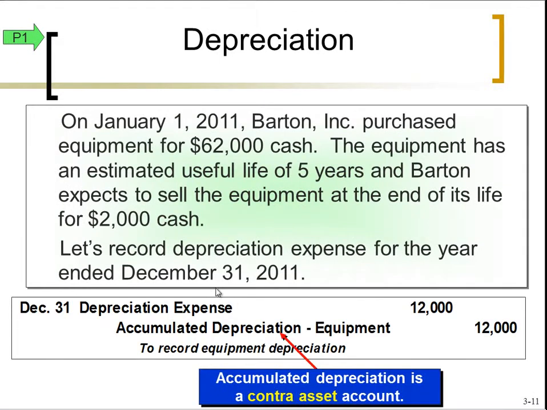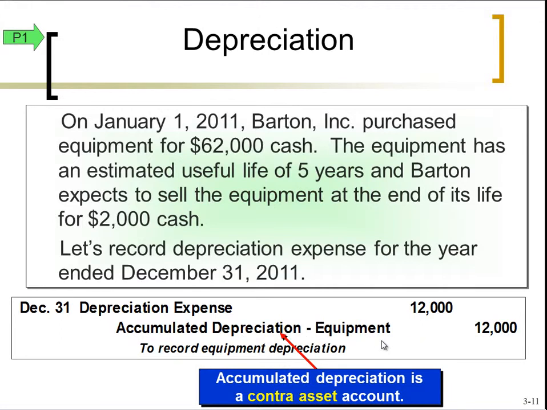Now the journal entry, here's where it's different. With supplies, we debited supplies expense, we credited supplies, asset. With depreciation, it's a little bit different. We still debit an expense account called depreciation expense, but the credit does not go to the equipment account. It doesn't go directly to the asset. Instead, we credit an accumulated depreciation for that asset.